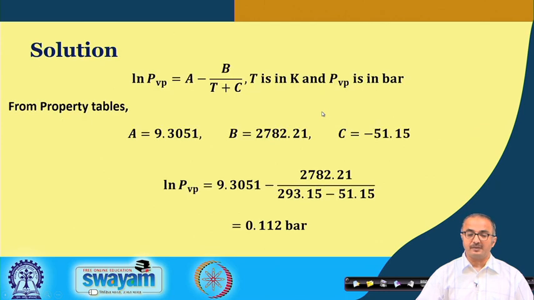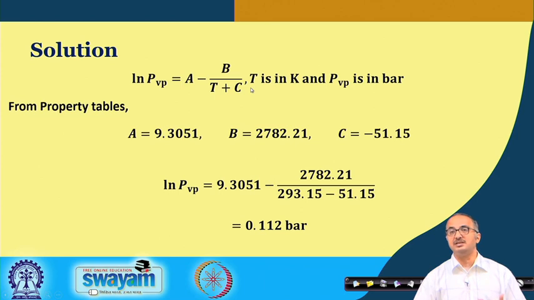Now, here is the Antoine equation, and here you see the vapor pressure and these are the values of A, B, C. In this, the temperature is in Kelvin and the vapor pressure is in bar. So, you have to be careful about the units whenever you are using any of the correlations, because the values of A, B, C will change with different unit systems. Here, we take these values of A, B, C from some data source.